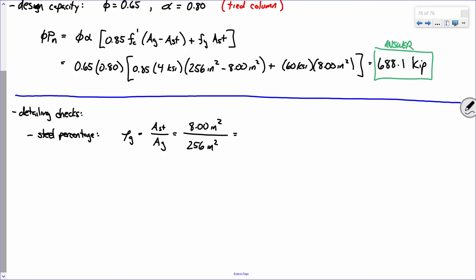Technically, I guess you could, if you wanted to, but we're just considering the full gross area of the column here. It's more about how much steel is there in the column altogether. Is that good?